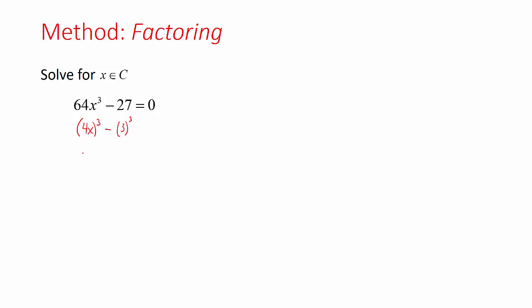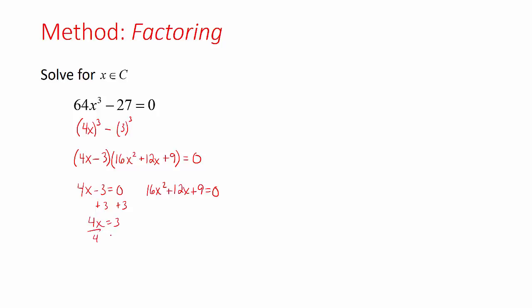That means that this factors into 4x minus 3 times 16x squared plus 12x plus 9. And I knew that because I've memorized how to factor the difference of cubes. So now that this is factored, I'm going to set each of these factors equal to 0 in order to solve for all 3 solutions. So my first solution over here, we're going to get 3/4.